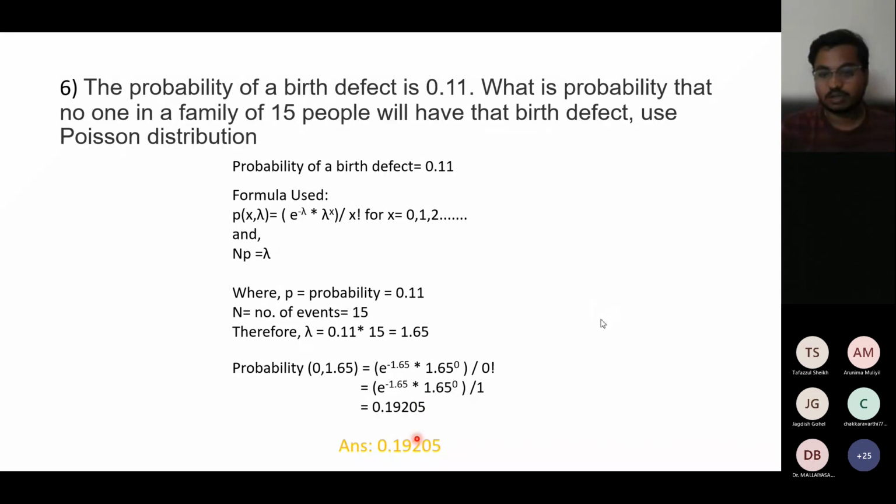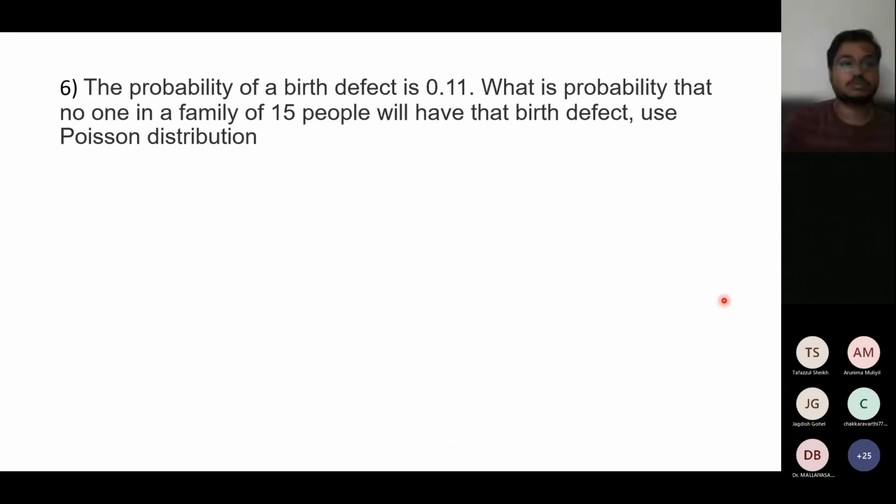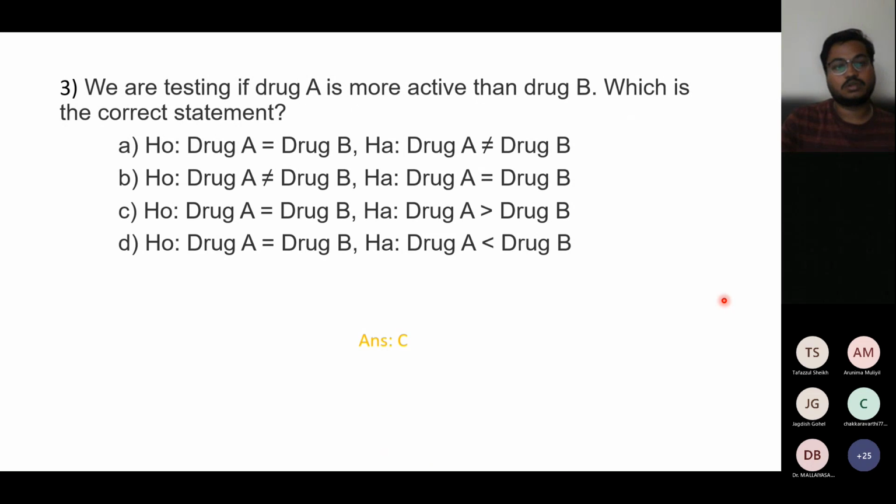Arunima, yeah, question 3. The question is, we are testing if drug A is more active than drug B. What is the correct statement? Whenever we test something, we generally have two hypotheses: a null hypothesis and an alternate hypothesis. The null hypothesis is basically the accepted standard. In this case, the accepted rule would be that drug A and drug B are equally effective. That's why H naught will be drug A is equal to drug B. The alternate statement is that we are testing if drug A is more active than drug B, so it should be drug A is greater than drug B. Greater than means the activity of drug A is better than drug B.